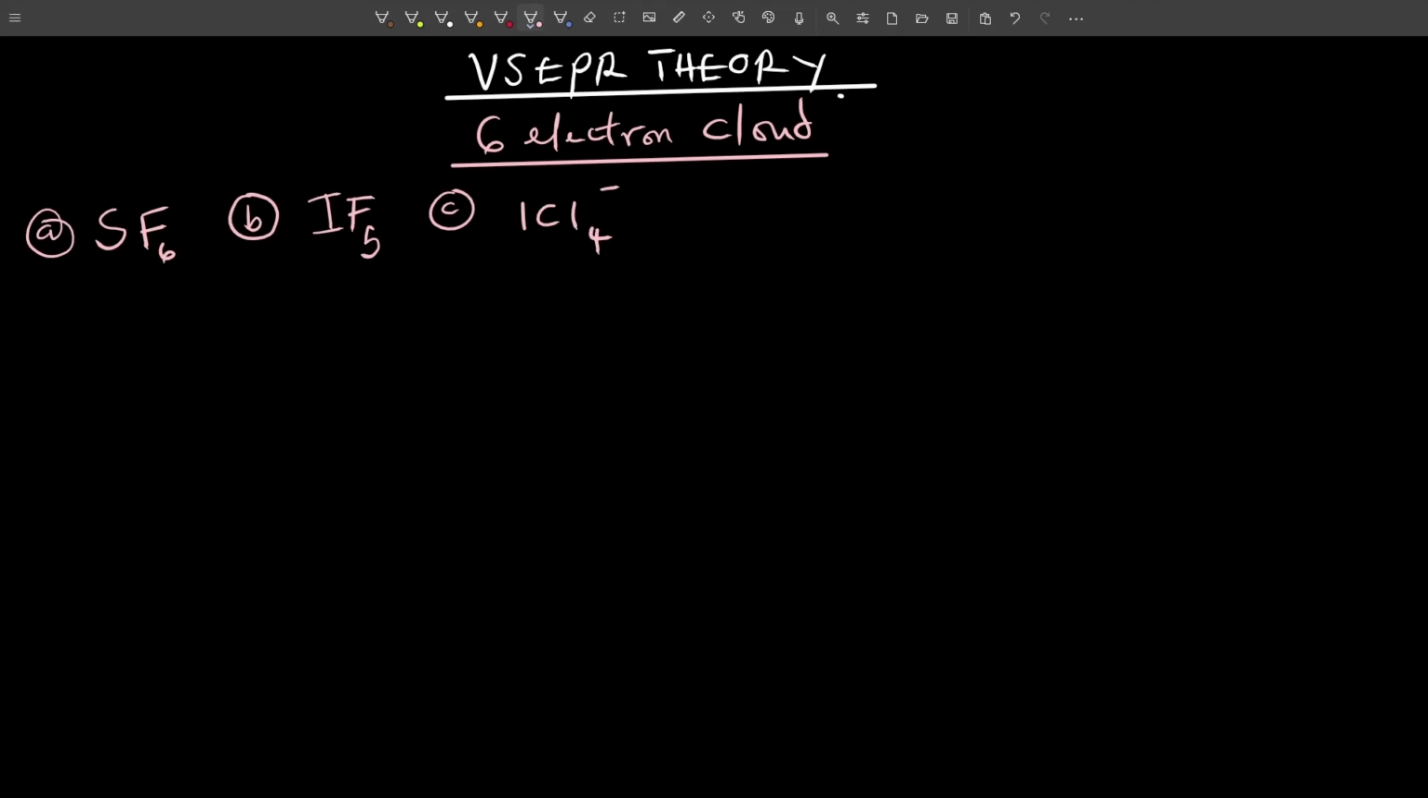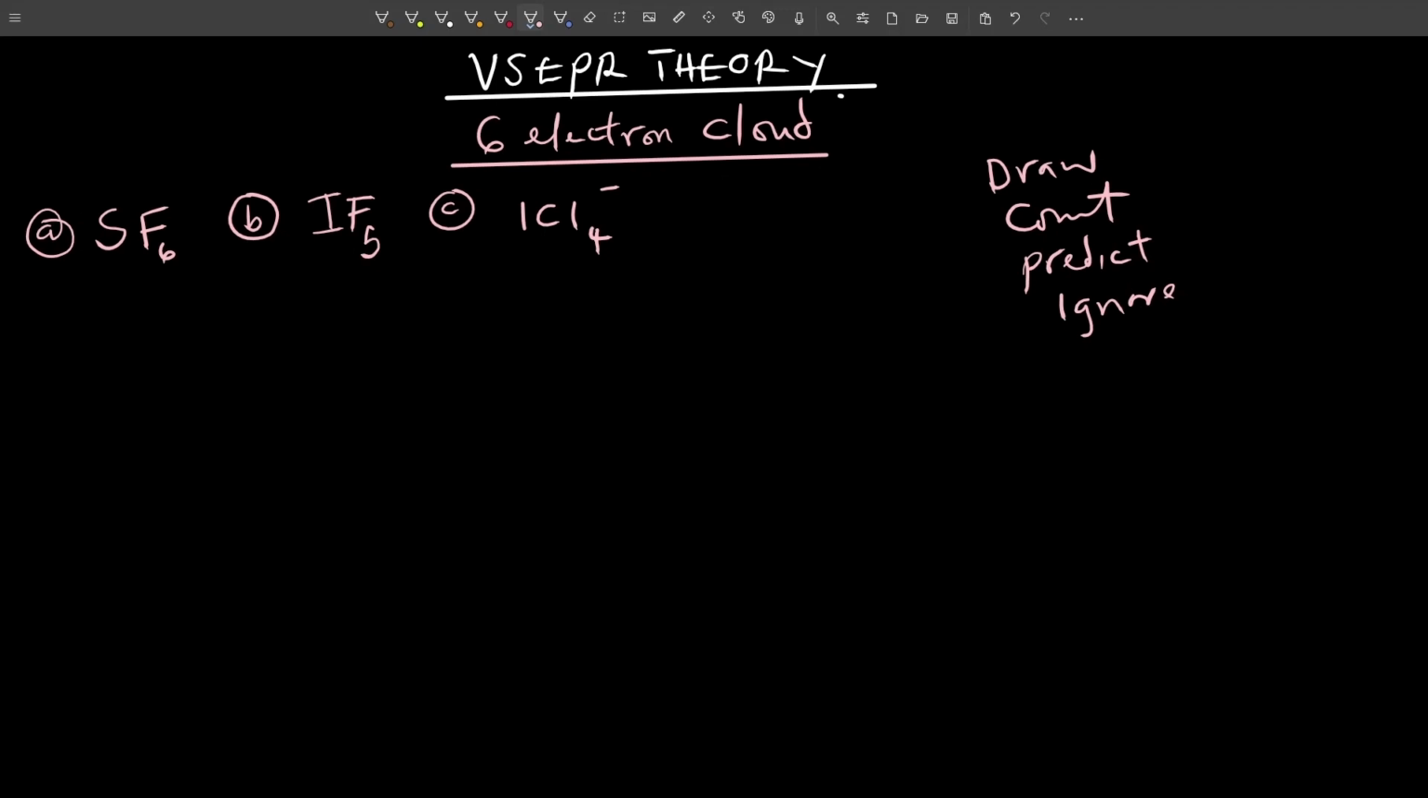Let's attempt to determine the shape of these molecules using VSEPR theory. Okay, the rule still remains the same: draw, count, predict, and ignore. By draw, I mean draw the Lewis structure. By count, I mean count the electron clouds. By predict, I mean predict the electron cloud geometry. And by ignore, I mean ignore the lone pair.